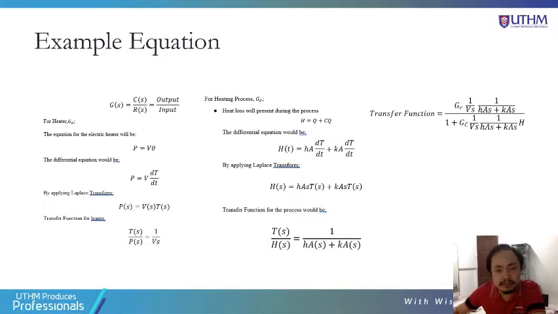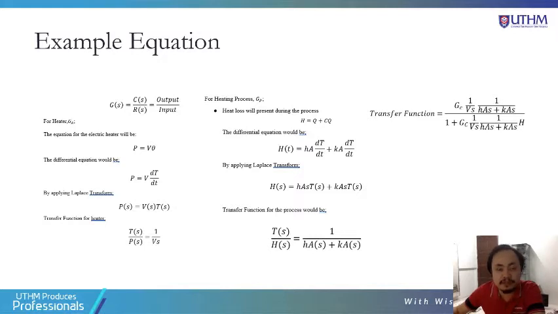So for example, this is the equation that we use for this project. C(s)/R(s) is equal to output over input. For our heater, Gh, the equation for the electric heater will be P equals V dT/dt. Then the differential equation would be P equals V dT over dt. Then by applying the Laplace transform, P(s) equals V(s) multiplied with T(s). Then the transfer function for the heater is T(s)/P(s) equals 1 over Vs.